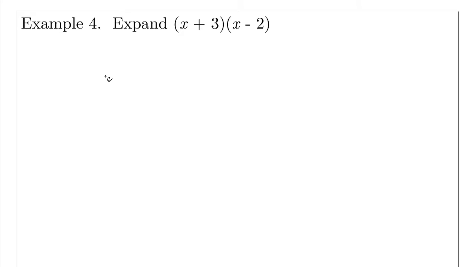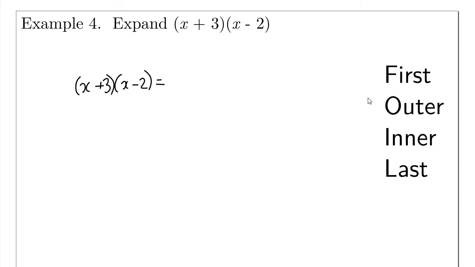So, starting with FOIL, if I copy down the question, we have x plus 3 in the first bracket and x minus 2 in the second bracket. With FOIL, what you'll want to do is write down the 4 letters, FOIL. It's an acronym and it tells you the order in which you have to multiply things together. And the letters stand for first, outer, inner, last.